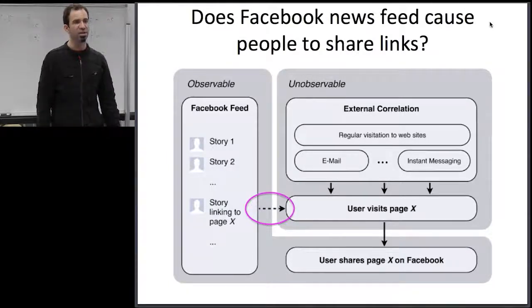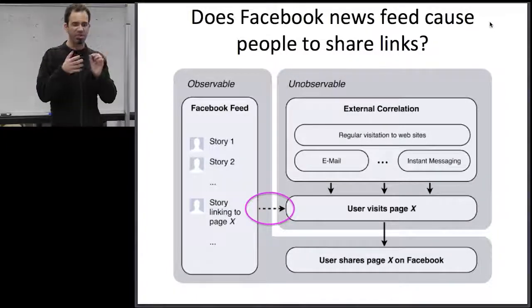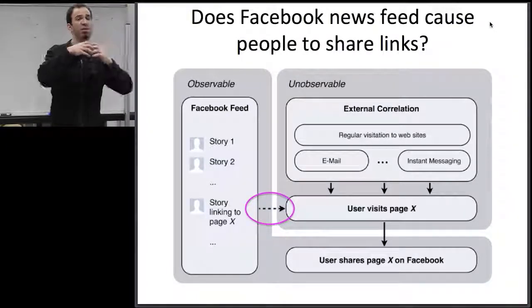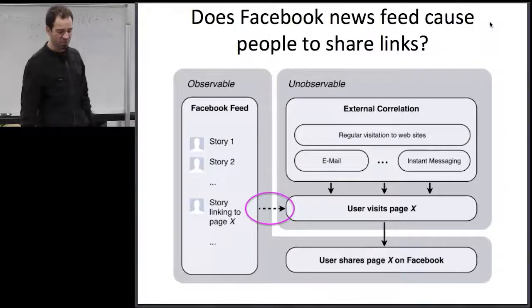So what they did is they randomized the users, and then for each link that got shared on Facebook, they said, oh, the users in this set are just never going to see the link. They're just not going to put it in their Facebook newsfeed. And so what that does is it removes this cause, right? They take the story out, and they either let that story appear or they remove that story. And then this is the thing that they can observe.